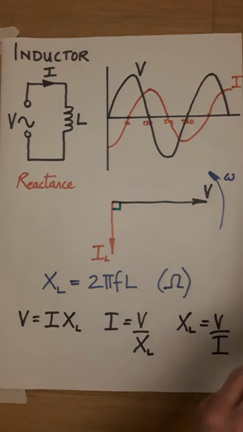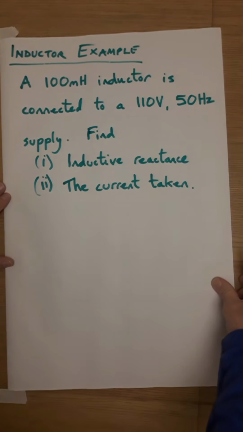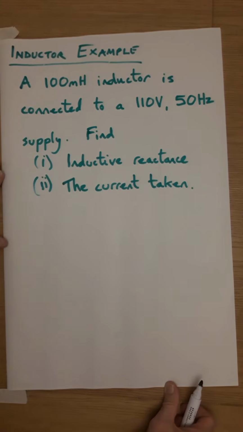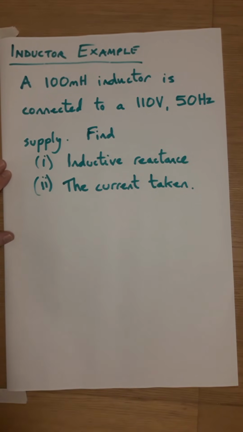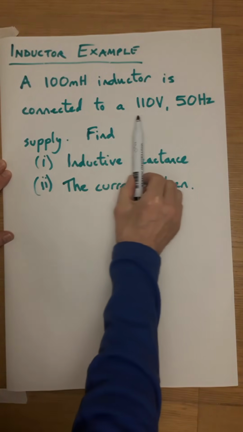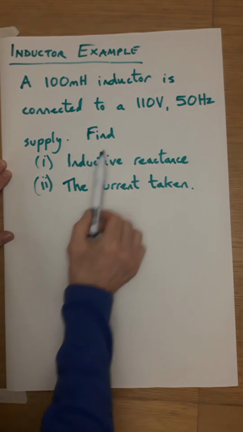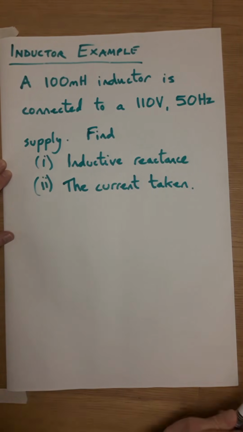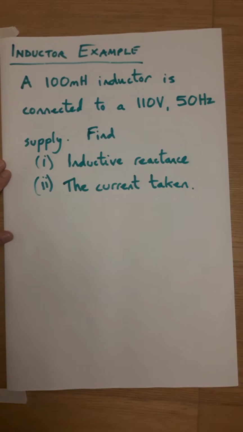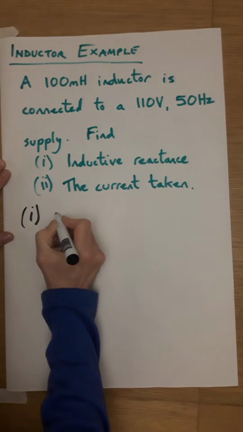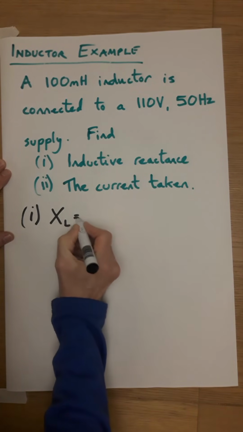Let's have a look at an example. So I've written down a simple example. A 100 millihenry inductor is connected to a 110 volt 50 Hz supply. Find 1. Inductive reactance, 2. The current taken. So this should be fairly straightforward. So part 1. XL is 2 pi FL.